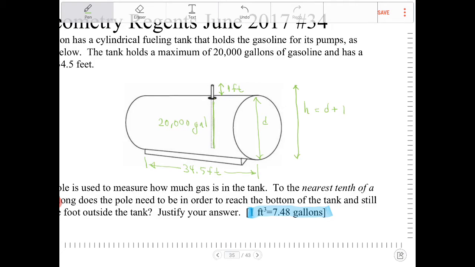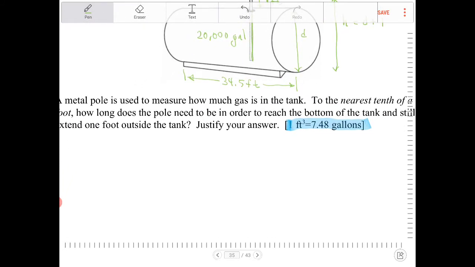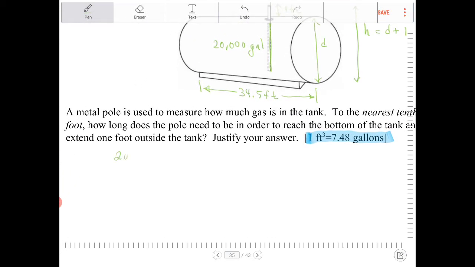Notice that they gave us a conversion factor that 1 cubic foot is equal to 7.48 gallons. So I'm going to convert the volume of the cylinder first from gallons into cubic feet, because I'm given a dimension in feet, and at the end I will also need my values in feet anyway. So I'm going to convert the 20,000 gallons into cubic feet.